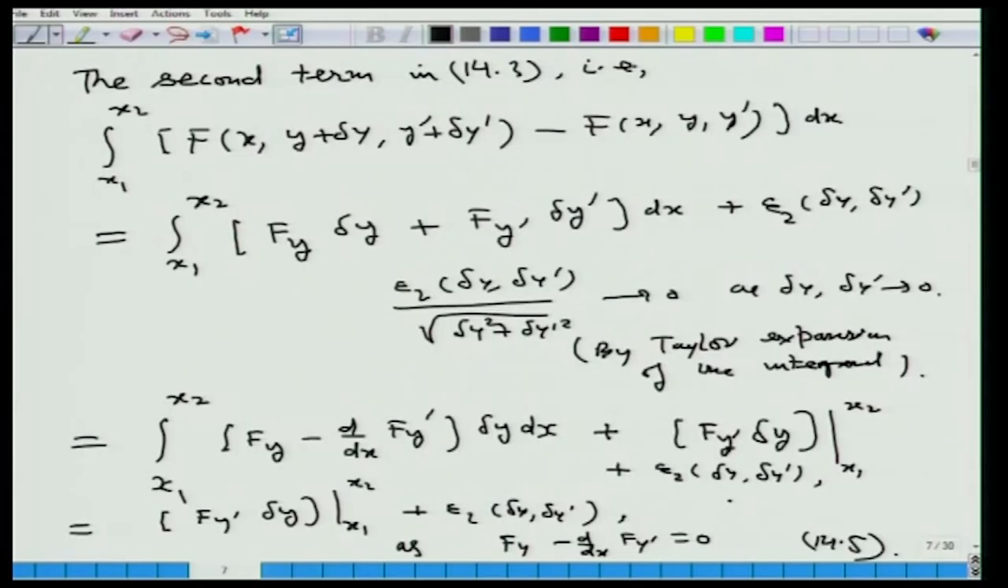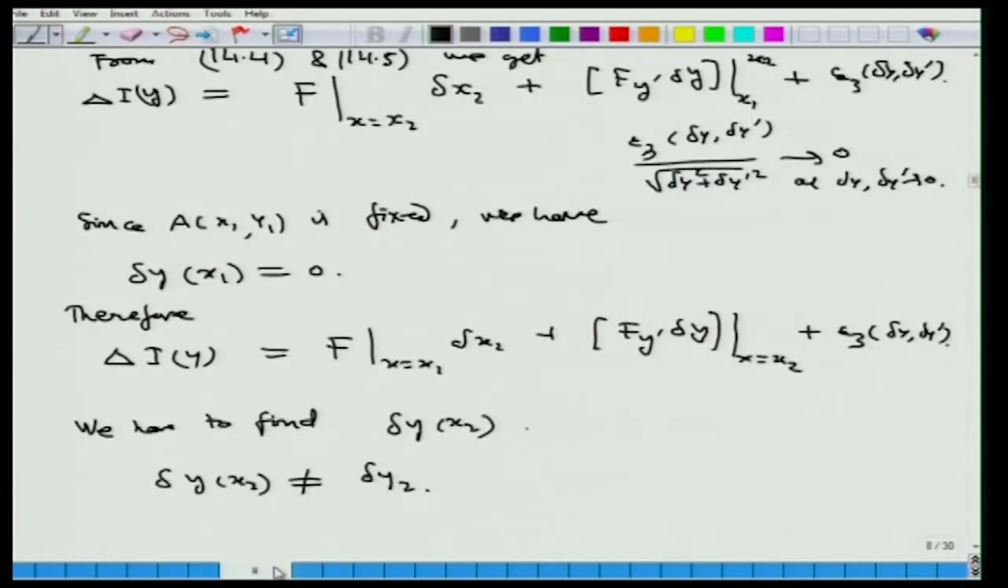And since y is an extremal, this integrand is 0. So we are left with 14.5, which gives us delta I, the increment of the functional, as f evaluated at x2 times delta x2 plus f_y' delta y evaluated from x1 to x2, plus some epsilon 3, which is the sum of epsilon 1 and epsilon 2. And since the point A is fixed, delta y at x1 is 0. So finally we get delta I as f evaluated at x2 times delta x2 plus f_y' delta y evaluated at x equal to x2, plus epsilon 3.